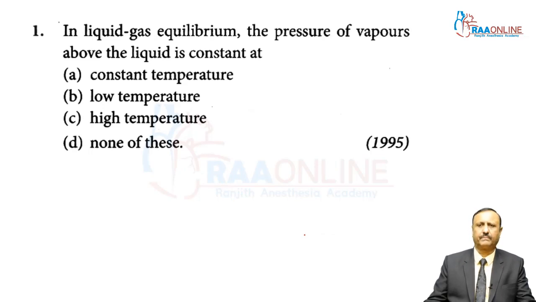In liquid-gas equilibrium, the pressure of vapors above the liquid is constant at... My dear students, your answer is A, constant temperature. In liquid-gas equilibrium, the pressure of vapors is constant, because when you can see this liquid and these vapors, when temperature is constant, then vapor pressure is constant. When temperature increases, then vapor pressure also increases. So in liquid-gas equilibrium, the pressure of vapors of the liquid is always constant at a constant temperature.